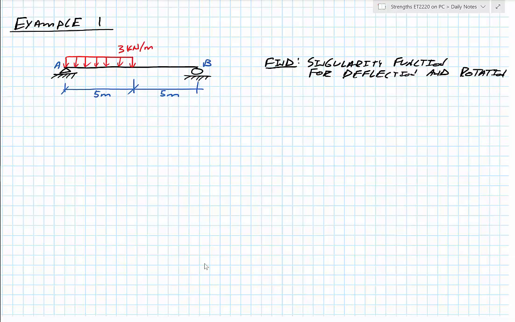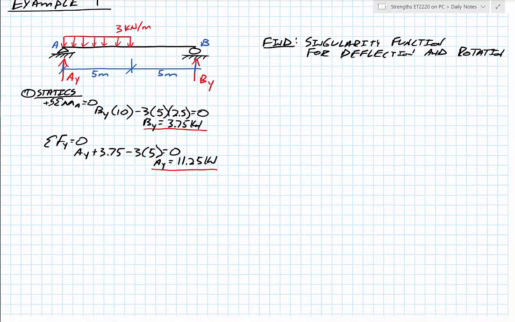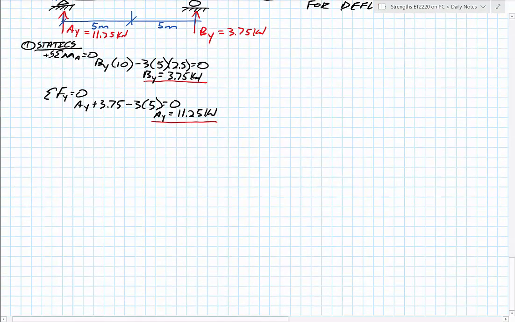The first step we said in this process is to use statics to solve for your reactions. And there it is. I jumped ahead because I figured the statics should be review. I did some of the moments about A. I found a reaction at B to be 3.75 kilonewtons, and at A, 11.25 kilonewtons.